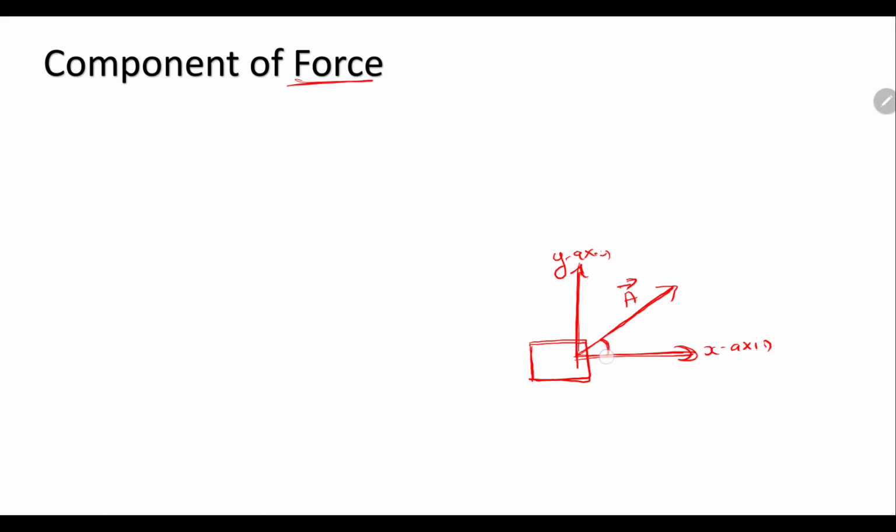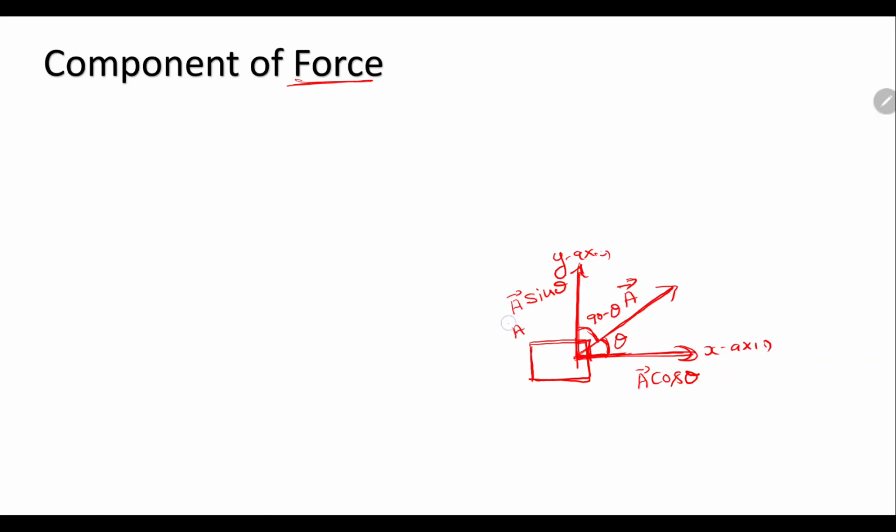Let me take angle theta on any one side, this side or this side. Whichever side you have taken theta, that side will get cos theta. So we can write vector A into cos theta. The other side you will get vector A into sin theta. Why? Because if I take these two as perpendicular, the total angle will be 90 degrees and the remaining angle will be 90 minus theta.